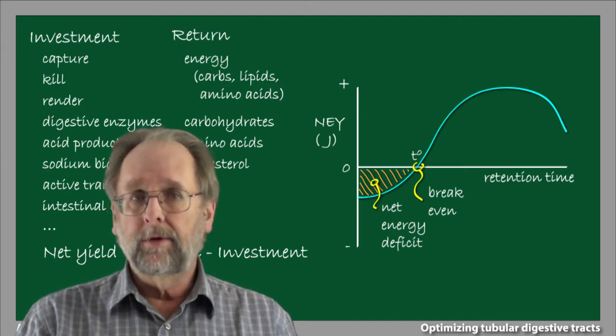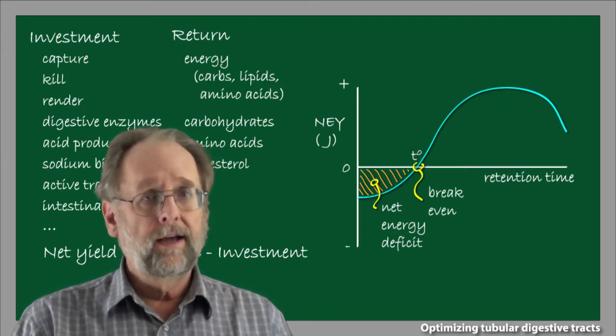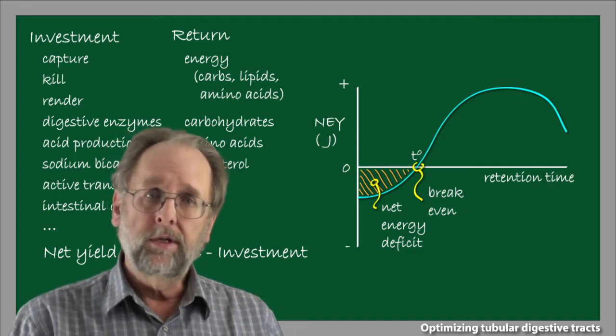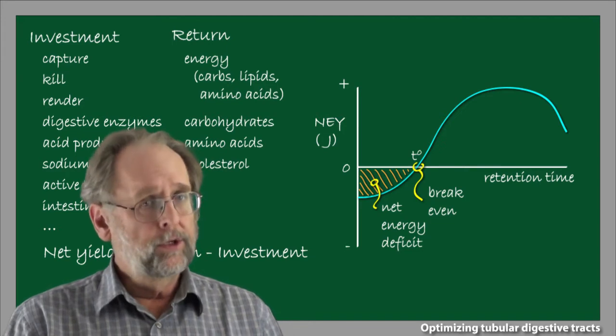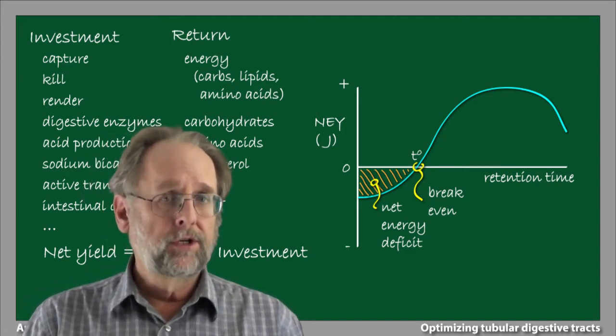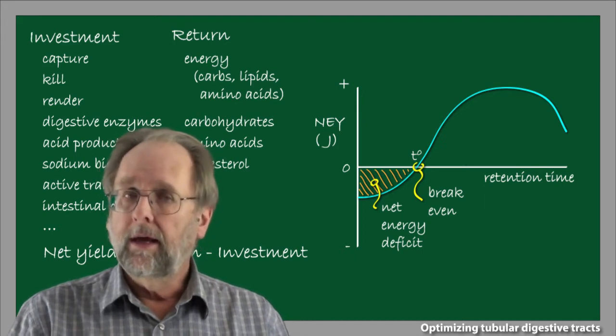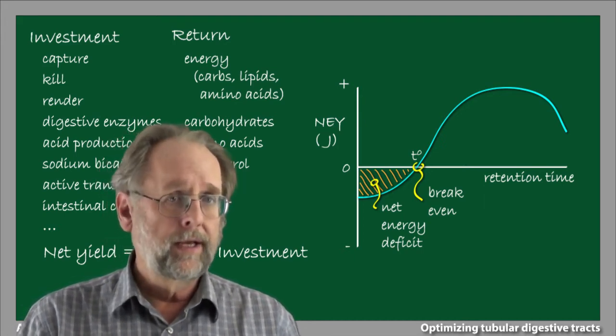If the meal had been retained for the break-even time, the animal would be no better off for having ingested the meal than it would have been if it had just not bothered, so to speak. In order to gain energy from a meal, the meal has to be retained for a longer time than T0. If retention time is longer than that, only then will there be some net energy gain.